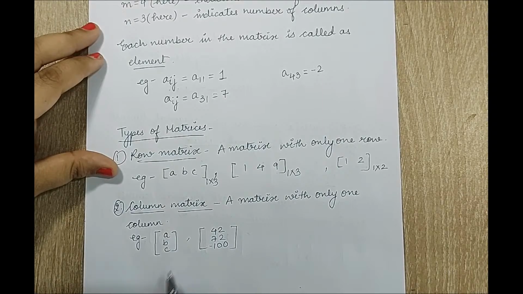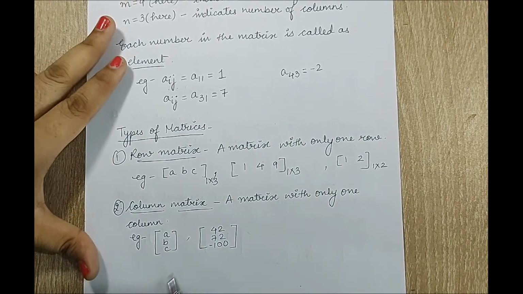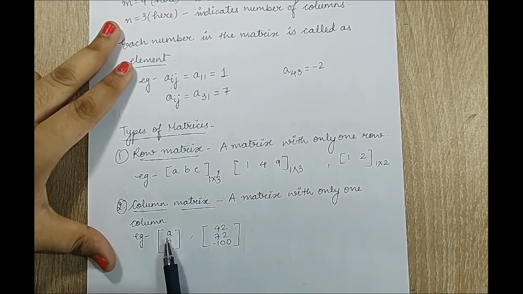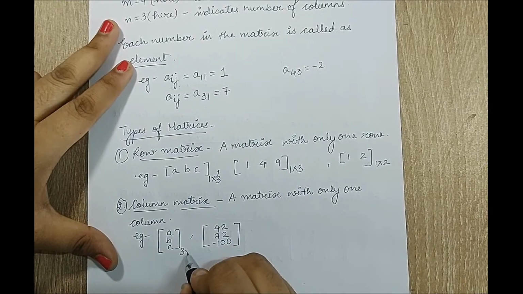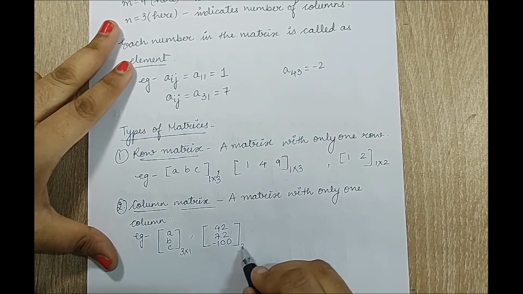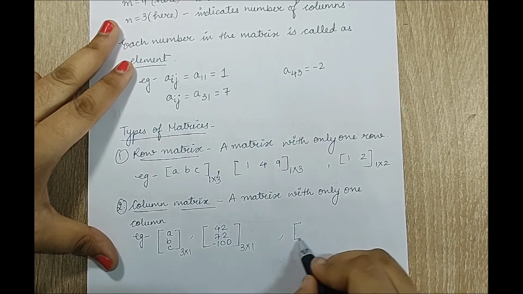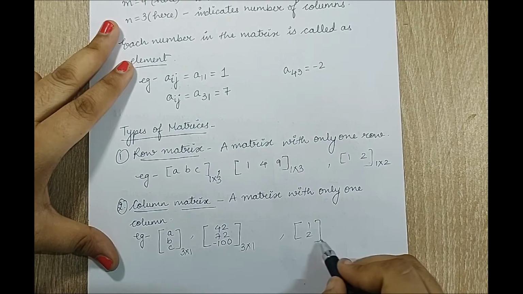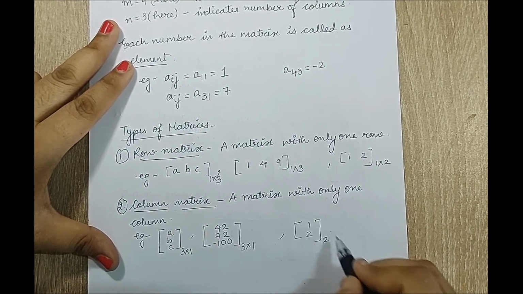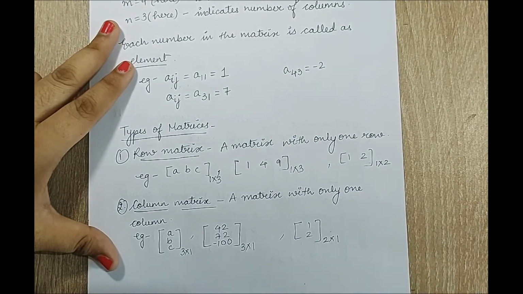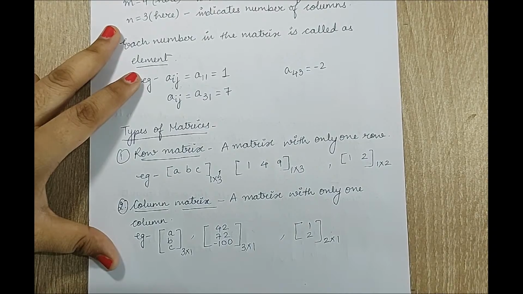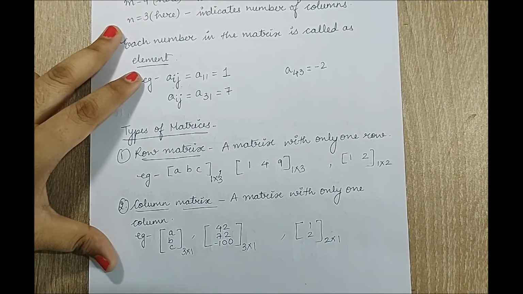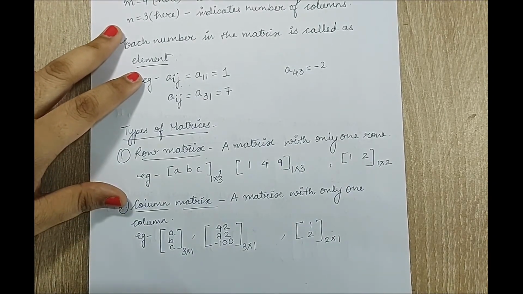Column matrix means the column number should be 1 and there can be n number of rows. So here if you see, there are 3 rows and there is only one column. Same way here, 3 rows, 1 column. You can have 1, 2. This is going to be 2 rows, 1 and 2, and there is only one column. So it is 2 by 1. So this is how a row and column matrix is represented.